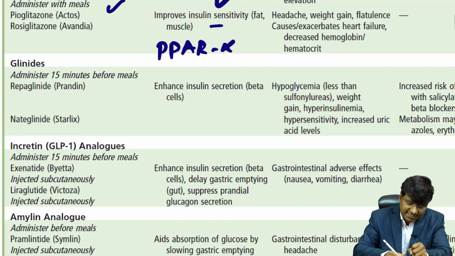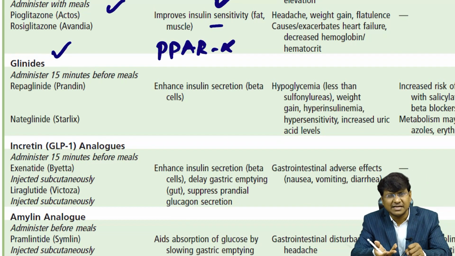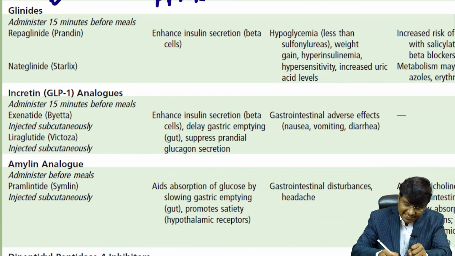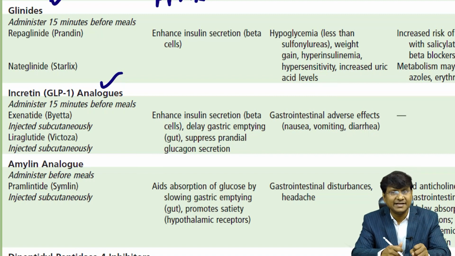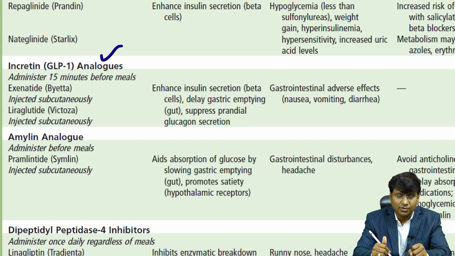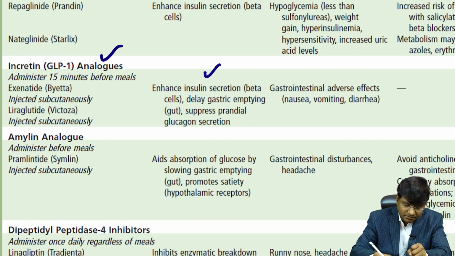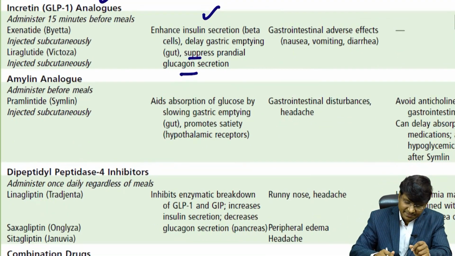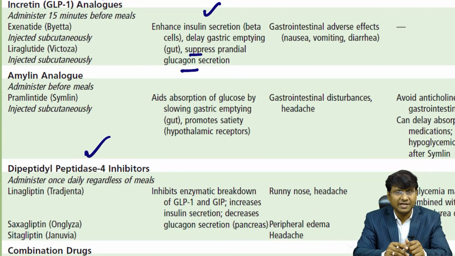The other group of drugs are glinides, repaglinide and nateglinide. These are not used these days. Then there are newer molecules, that is incretins, GLP-1 analogs, which I have discussed, that is exenatide and liraglutide. They enhance insulin secretion and suppress glucagon secretion. The same mechanism is seen even with DPP-4 inhibitors.